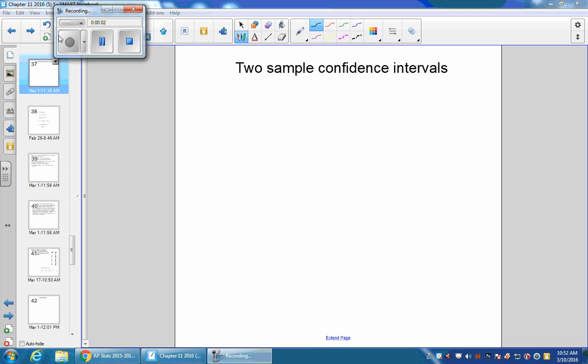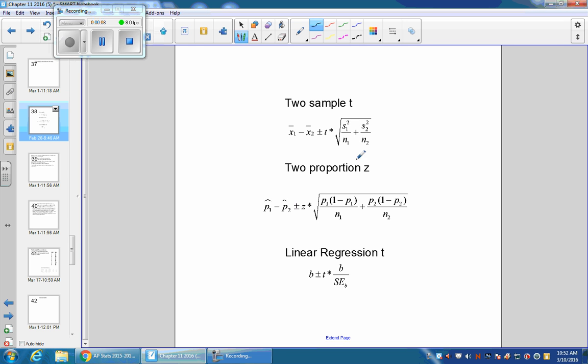All right, now we're going to do the same thing we did in the previous video, but now we're going to do it for two sample confidence intervals. So for two samples, we have a two sample t, a two sample or two proportion z-test, and a linear regression t-test. Those are what we would get with a two sample. Also, what I should put on here is matched pairs, which is just a one sample t.